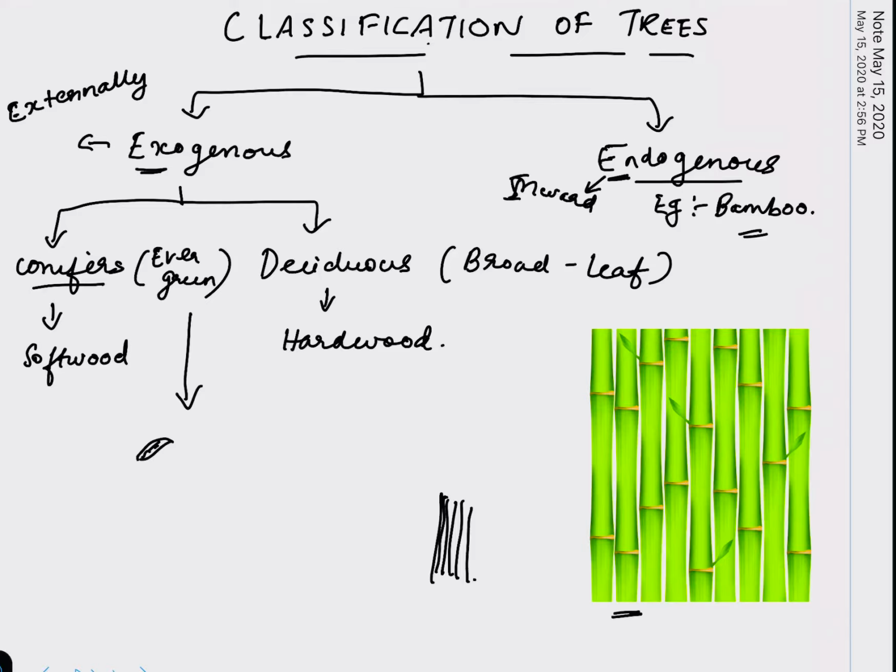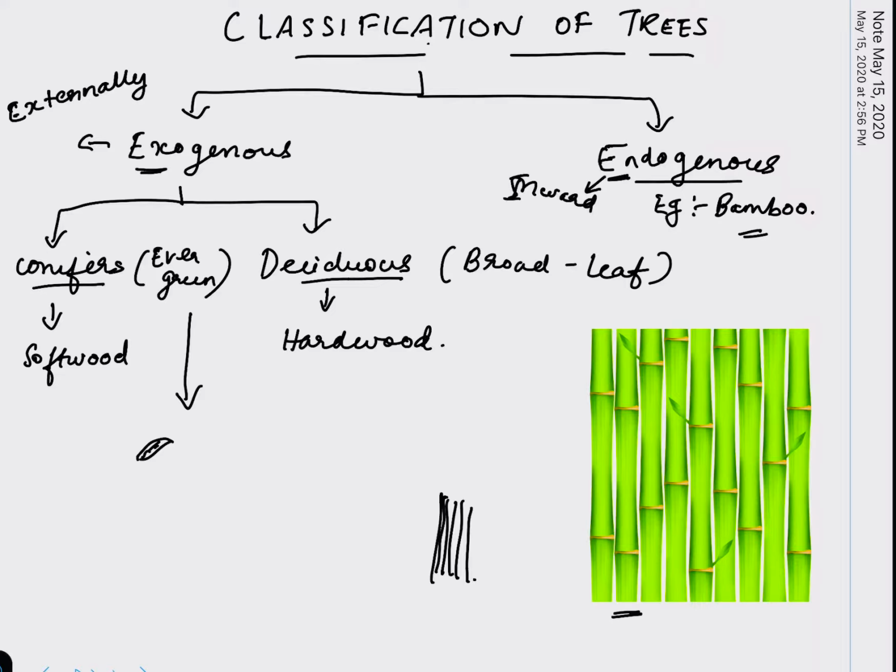Why are they called conifers? Because the fruit of these are in cone shapes. That's why they are called conifers. Okay, softwood is a kind of conifer. We will discuss that in detail. Now we'll discuss about deciduous.